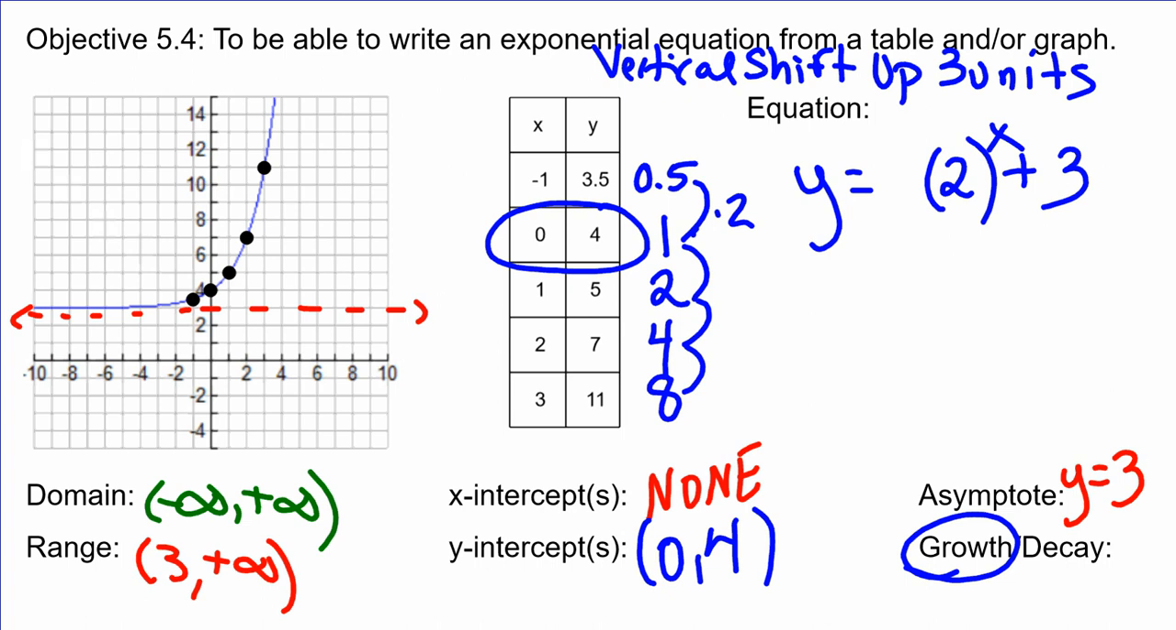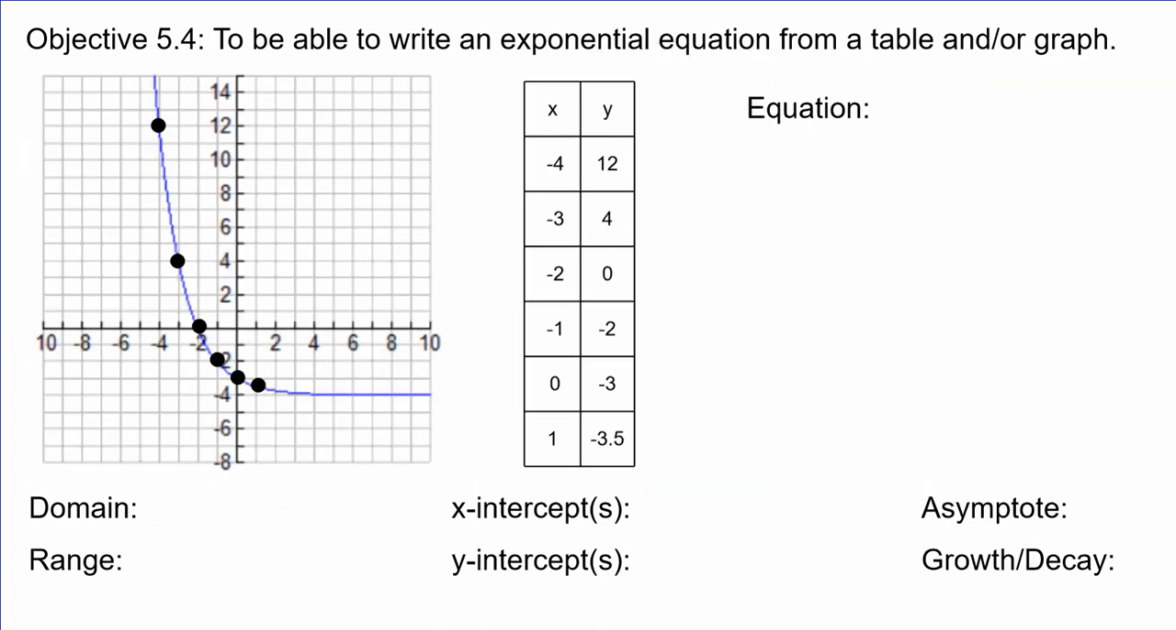Let's try one more together. Here is our exponential function. By looking at our graph, we know a lot of information already. We can see as the x's increase, the y's decrease. So this is going to be a decay function. I also can see from my table and my graph the y-intercept. That's at (0, -3).